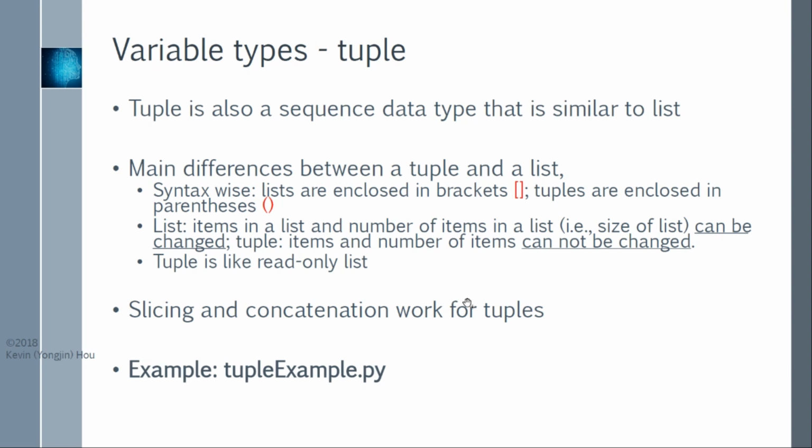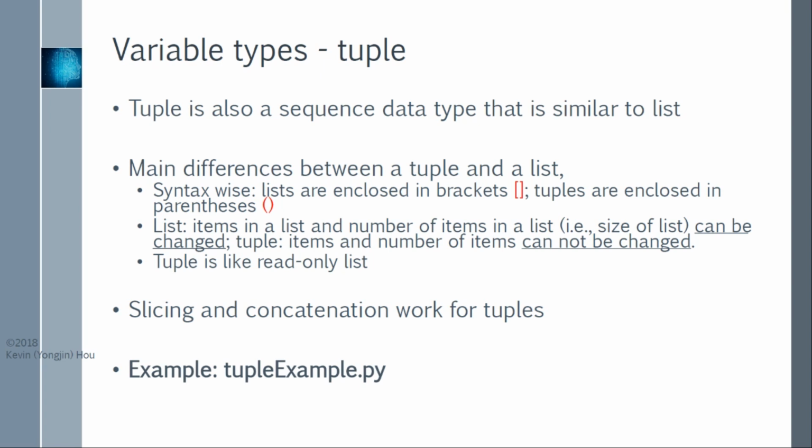The next variable type is tuple. Tuple is also a sequence data type. Actually, it's very similar to list. But there are a few differences between a tuple and a list. The first difference is for tuple, you put the elements in the parentheses, but in the list, you put the elements in the square brackets.